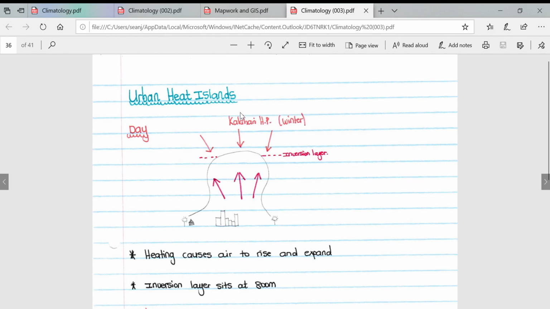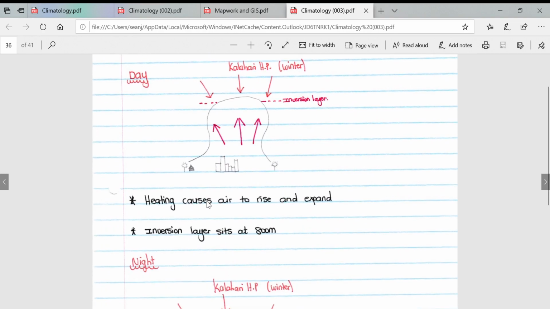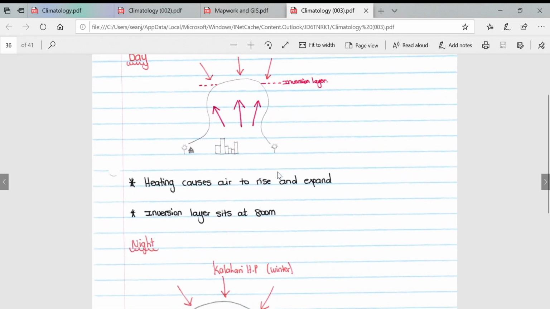And in winter, the Kalahari high pressure, which I spoke about in the previous video, pushes down, preventing it from extending upwards. It also leads to the formation of that inversion layer, which I spoke about. Heating causes air to rise and expand. The inversion layer sits at about 800 meters. So that means that the urban heat island extends to about 800 meters in the air.